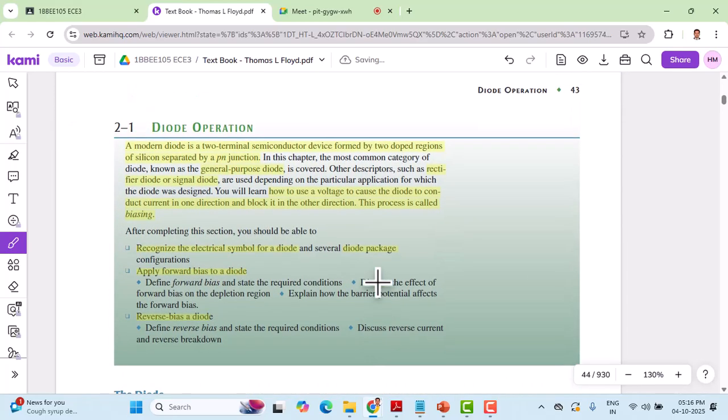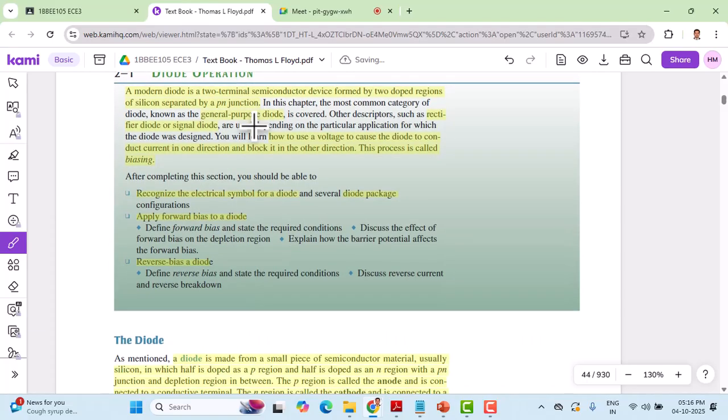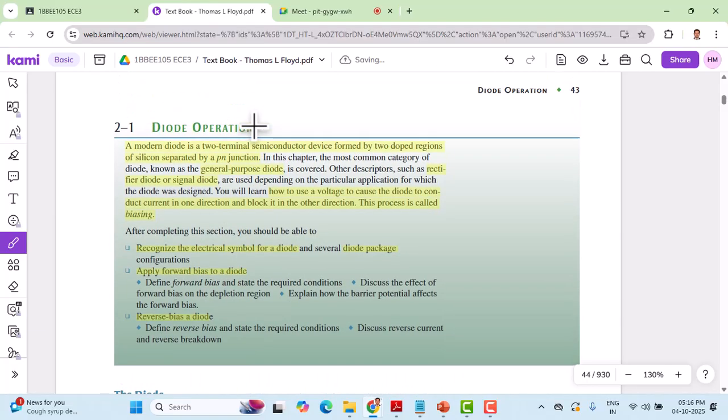So we have highlighted important points under each section. The students can go through these things, and if they have any questions, they can also ask. First and foremost, let us look at the diode operation here. What is a diode? A diode is nothing but a PN junction.